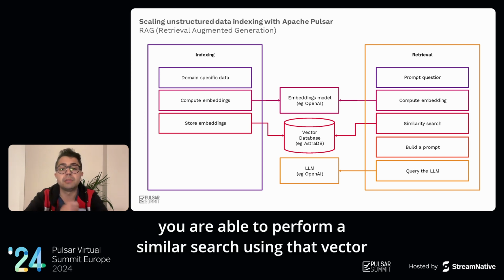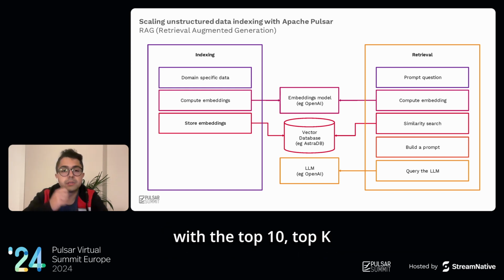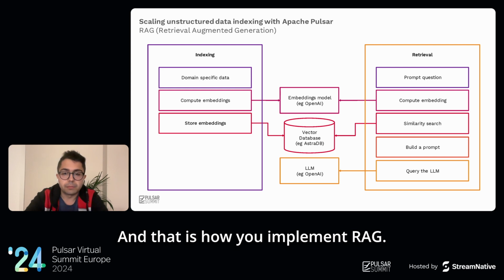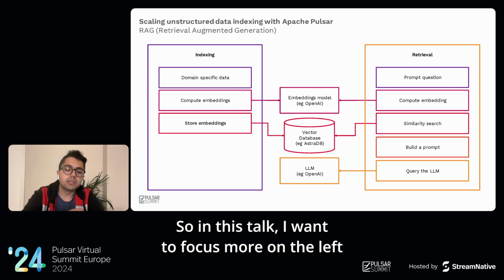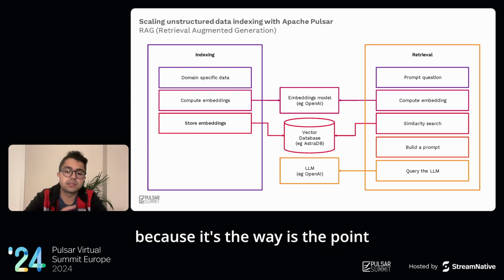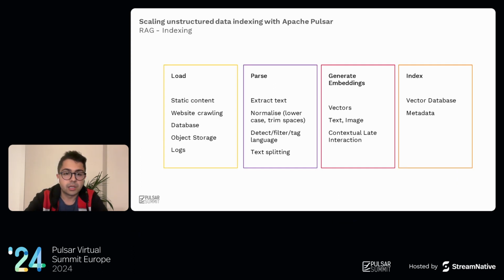You are able to perform a similarity search using that vector, and then construct the prompt with the top K most similar documents for the user question. And that is how you implement RAG. So in this talk, I want to focus more on the left of this chart, on the indexing part, because it's the point where streaming and Apache Pulsar can really help.